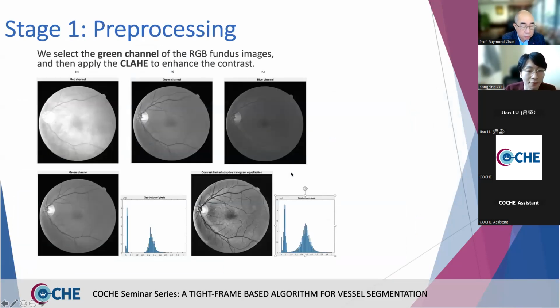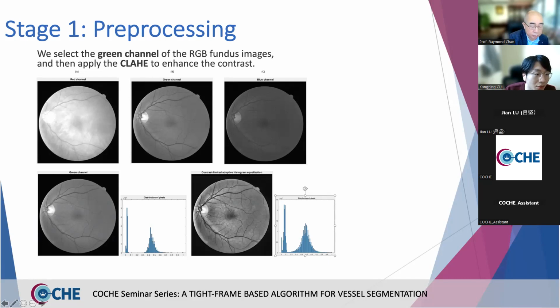So here is the first stage. We're going to introduce the third stage in detail separately. Firstly, we do the pre-processing. You can see here a visualization of the RGB channels of the fundus image. For the first line here, you can clearly see that in the green channel, which is the second image, the vessels are clearer, and we can see them more clearly compared to the other two.